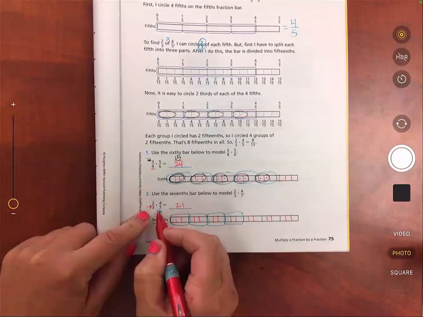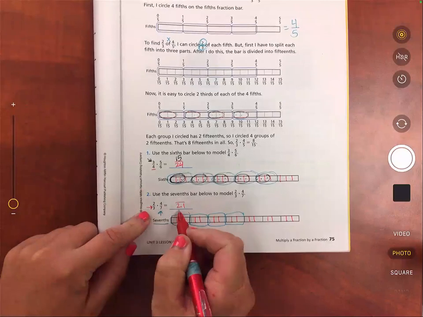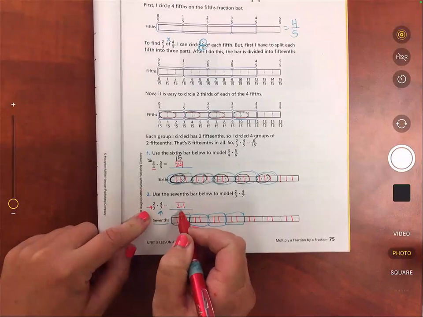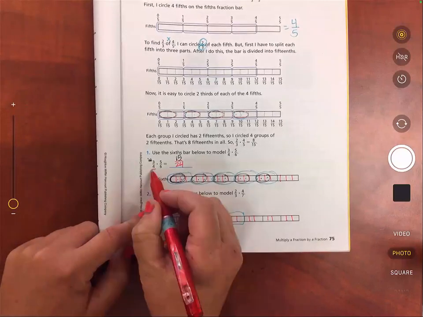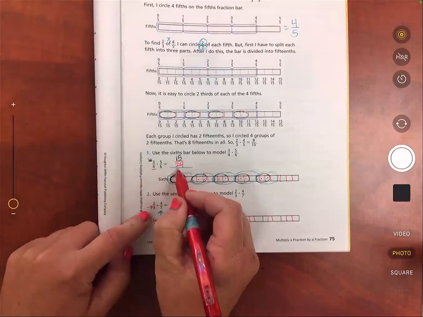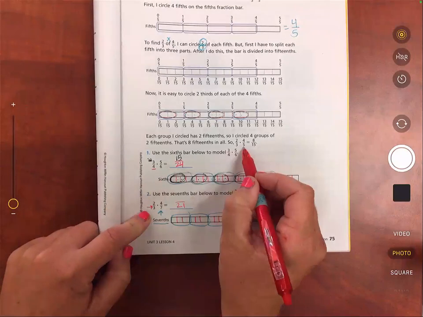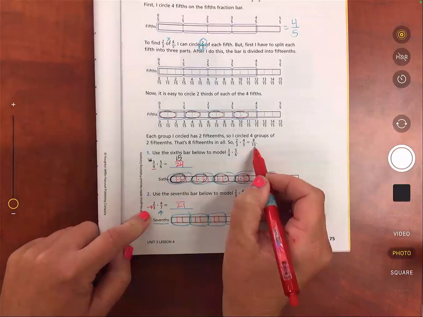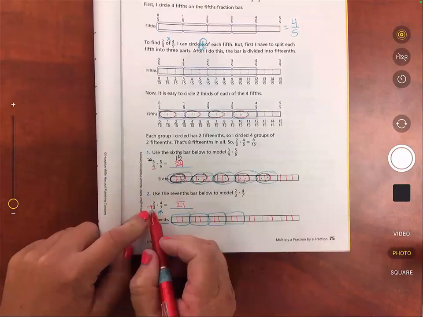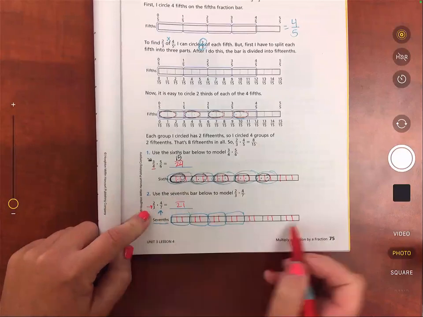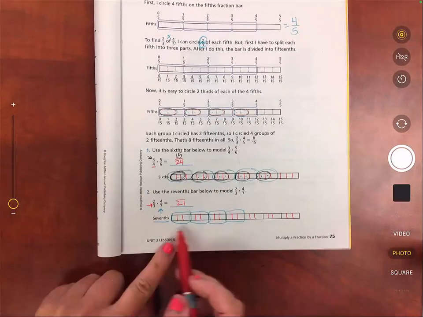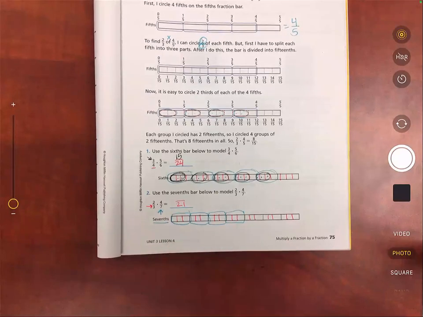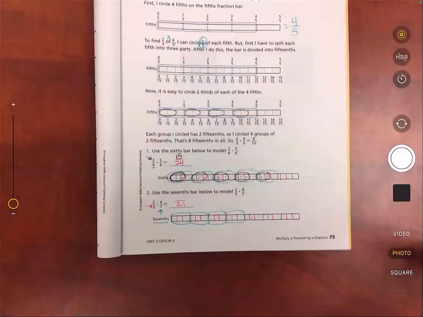Look at this. What's 7 times 3? 21, right? What's 4 times 6? 24, right? What's 3 times 5? 15. So what I've done is I've shown you how when we multiply our denominators, how it looks on the bar graph. We took each one of those 7ths and we divided it into 3 pieces each. So 3 times 7 gives me a total of 21.